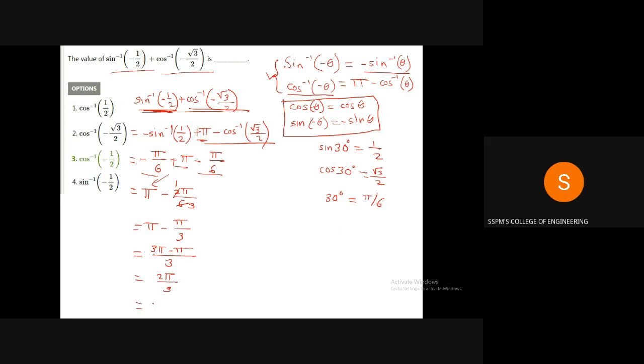So 2 pi divided by 3 is actually the answer, but the options are given in a different form. So we have to write this in cos inverse or sine inverse. This value is equal to cos inverse of minus half, because cos 2 pi by 3 is equal to minus half. So the correct option will be the third one, cos inverse minus half.